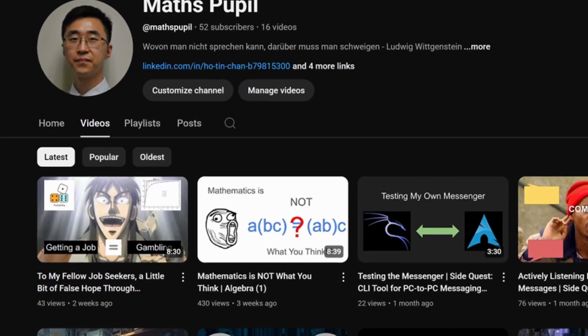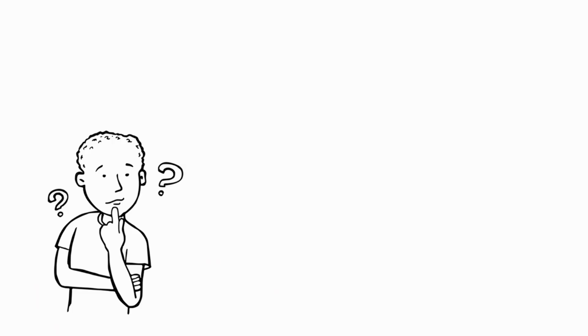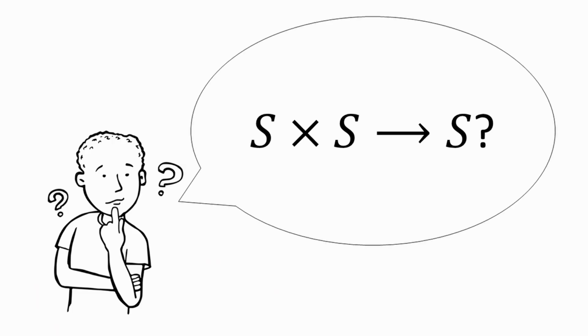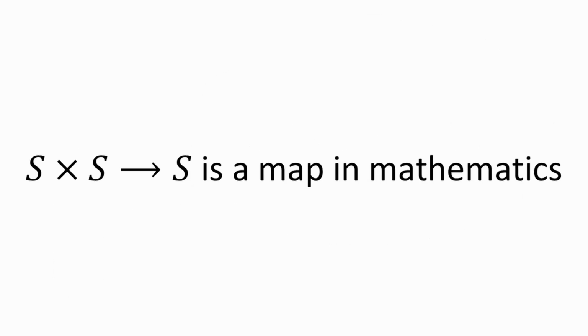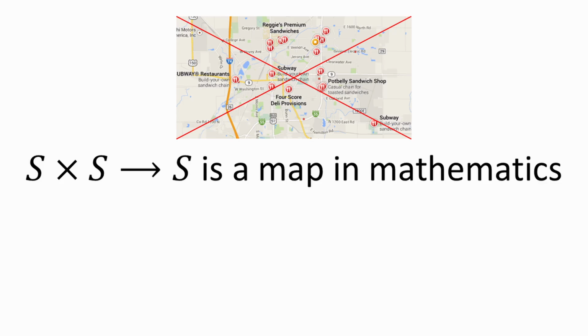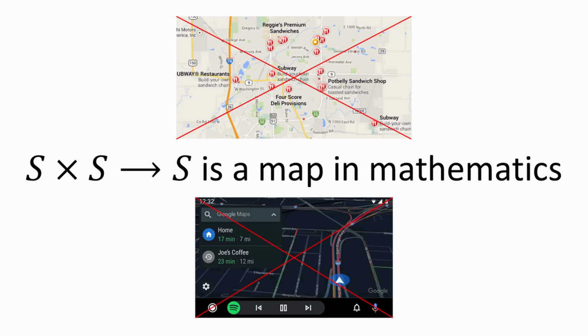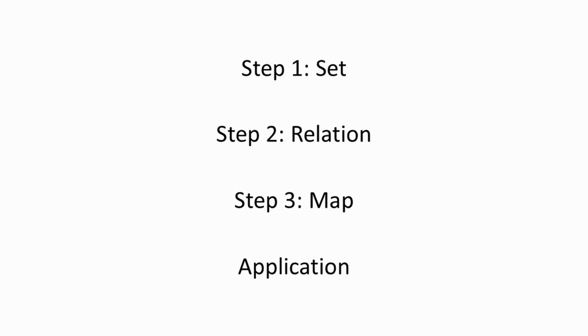In the previous algebra video, someone asked in the comment section about what this string of symbols means. As you can tell from the title, this represents a map in mathematics. However, this is neither a map for finding good restaurants nor a map for navigation. So in this video, let's construct the concept of a map in mathematics step by step and look at some of its applications.